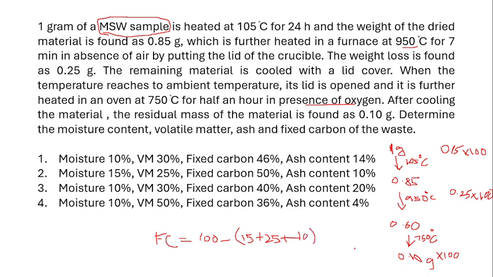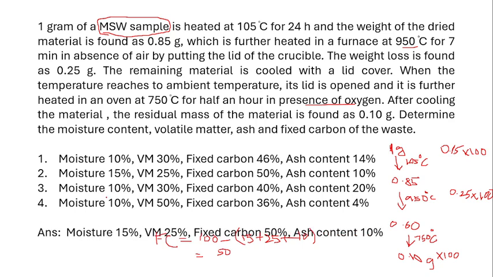So you have to add everything, which is 40. 40 plus 10 is 50. So 100 minus 50 is 50, which is the percentage of fixed carbon present in your sample. So the right answer is 2. Moisture 15%, volatile matter 25%, fixed carbon 50%, and ash content 10%. This is how you have to calculate the moisture, VM, FC, and ash content in any problem.